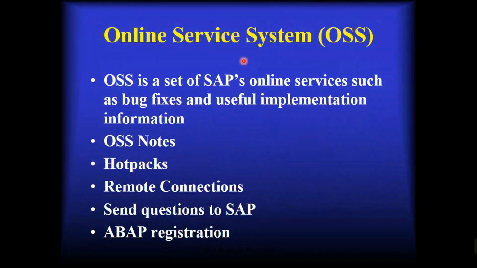After that we'll come to the online service system, which is called OSS. OSS is a set of SAP online services such as bug fixes, useful information, implementation information, OSS notes, hot packs, patches, remote connection, whatever you say. Those kinds of things we'll find on help.sap.com, or we have to log in through the SAP portal. The NetWeaver portal is there. There we have to log in and find out how it is happening.